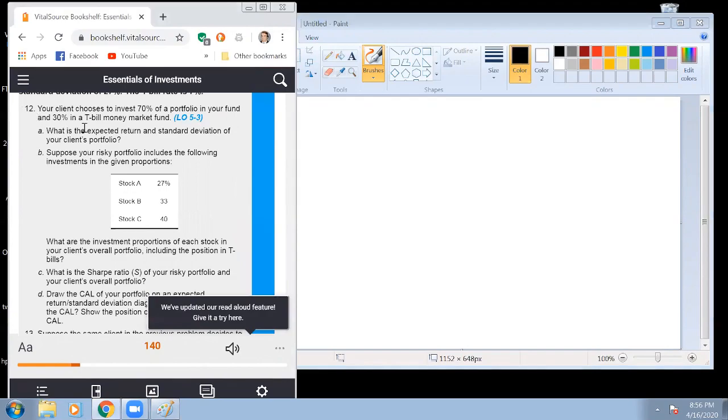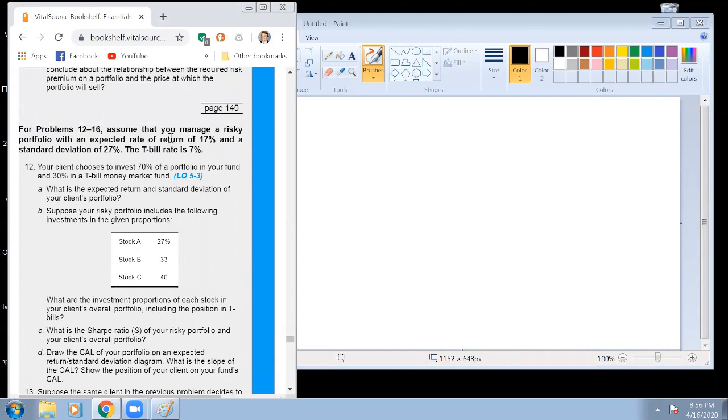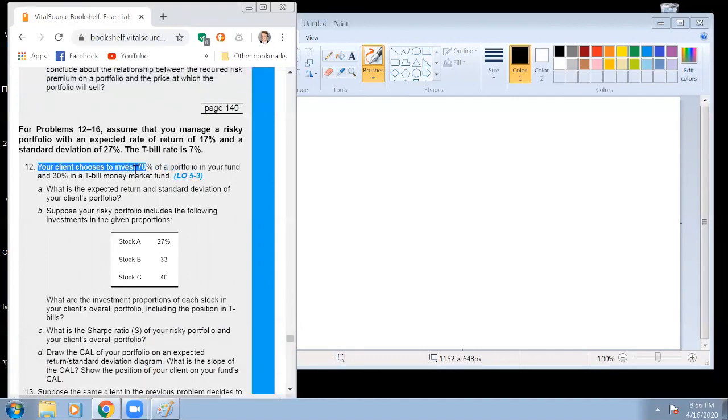So this is the question we're going to be going over here, number 12. Just some information here at the top before we start. We are given an expected rate of return of 17% and a standard deviation of 27%. We have our T-bill rate here is 7% as well, so that's also the risk-free rate. And question number 12 gives us the information: 70% of our portfolio is invested in our fund, which is technically considered the risky portfolio, and then 30% of the total funds are invested in the T-bill money market fund.